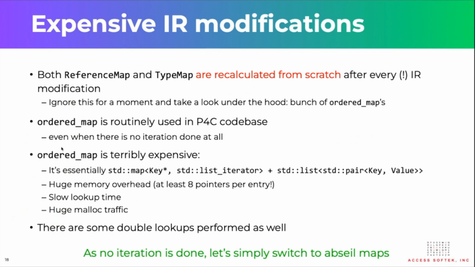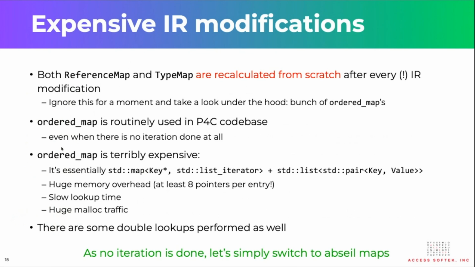But let's see what is inside this map. Inside this map is, I would say, yet another data structure that is terribly misused around the whole P4C code base. This data structure is called ordered map. It's routinely used as the P4C map everywhere. And usually, if you want to use it, in 95% of cases it's a terrible idea. Why? It's very, very expensive.